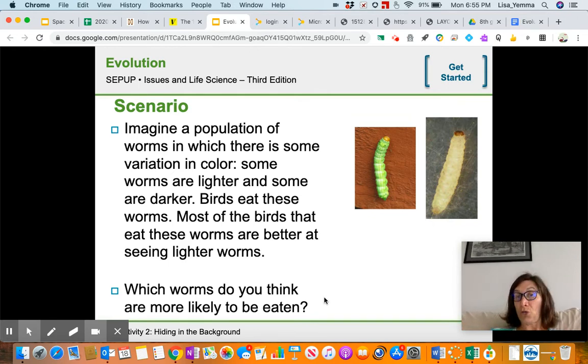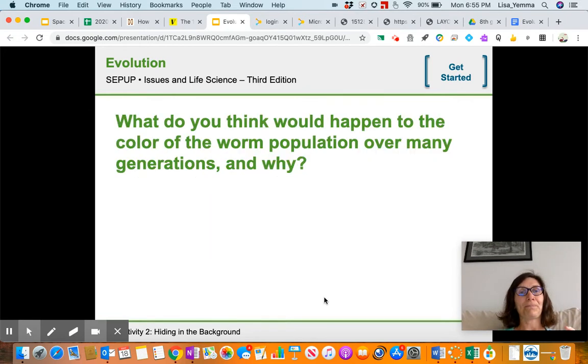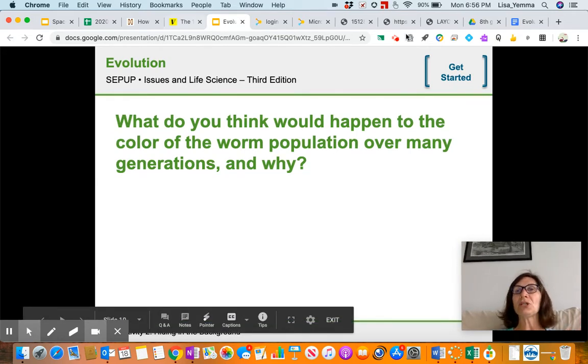Birds eat these worms. Most of the birds that eat these worms are better at seeing the lighter worm, or beige. So which worms do you think are more likely to be eaten? The ones that are easier to see or the ones that are harder to see? Let's look. What do you think will happen to the color of the worm population over many generations, and why?